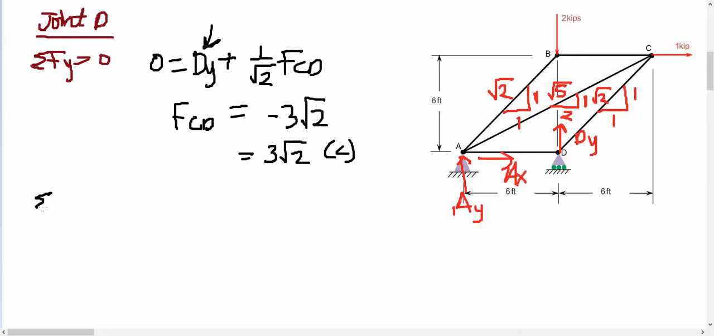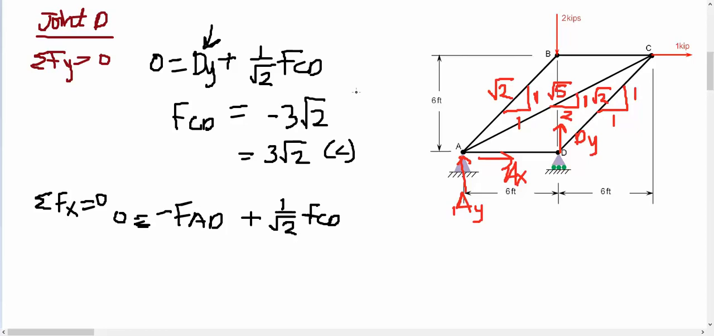Now we can find the sum of forces in the x direction. That would enable us to find the force in AD. So that's negative FAD, since I'm assuming everything to be in tension, so this is away from the point. So this is FAD plus 1 over square root of 2 FCD, because this is going to the right. Here we can plug in the value for FCD that was found and solve for FAD. So FAD gives us 3 kips, and this is in tension because it's positive, so the assumed direction was correct.